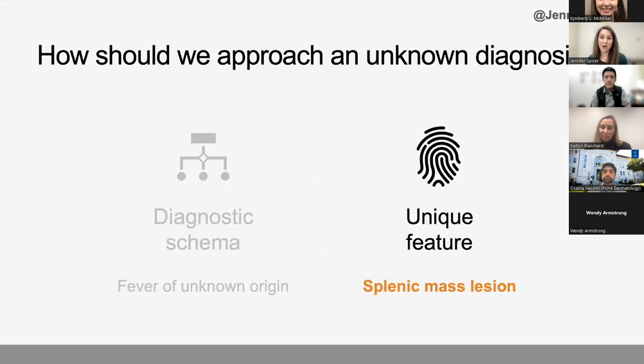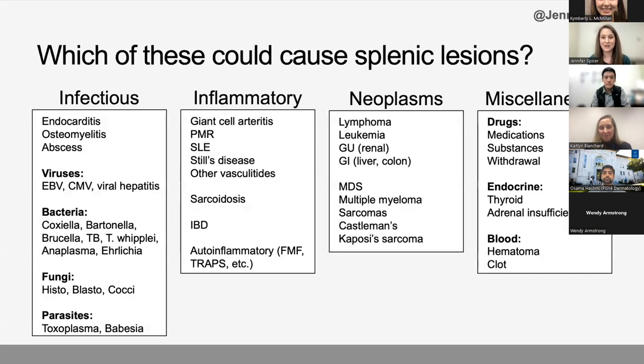So to help me really think about narrowing down this differential, I think it's really helpful to then pick out something that has a bit more of a narrower differential diagnosis and see how we can overlap these. And for this, I'm picking a splenic mass lesion. This honestly is not something that we see frequently. And so the question is, which of these could cause that?